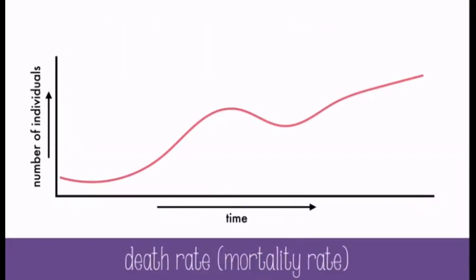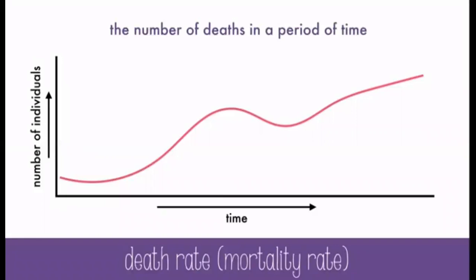Death rate, or mortality rate, is the number of deaths in a period of time. In this diagram, the death rate is dropping, but what does that actually mean? That means that fewer people are dying as time goes on. This also means that the population will likely increase.